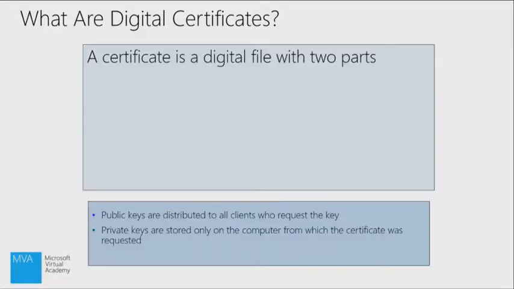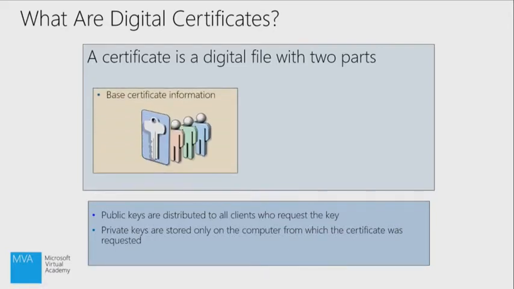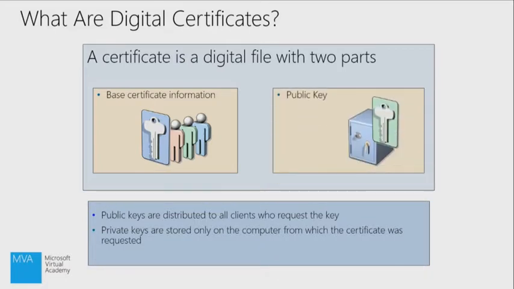Digital certificates. It's a file that has two parts to it. Basic information about the certificate and the holder: name, location, organizational information, and a key. This on this slide says public key. It's not always a public key. It may be a private key. But these are the two parts to any digital certificate, digital file. Public keys are distributed to all clients who request it. Private keys are stored only on the computer from which the certificate was requested.